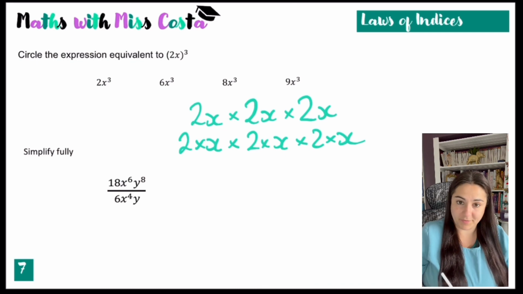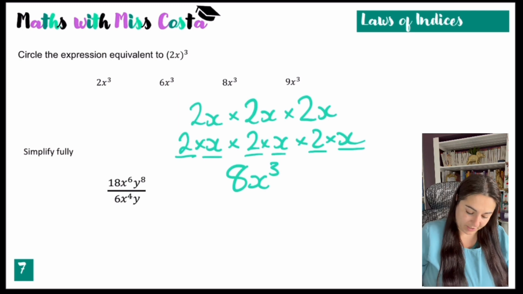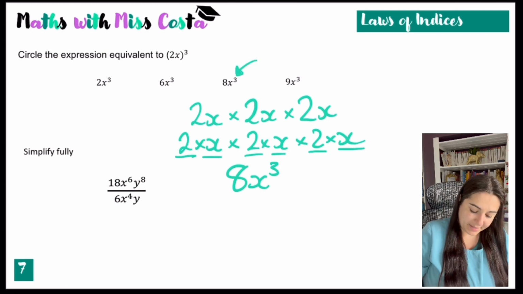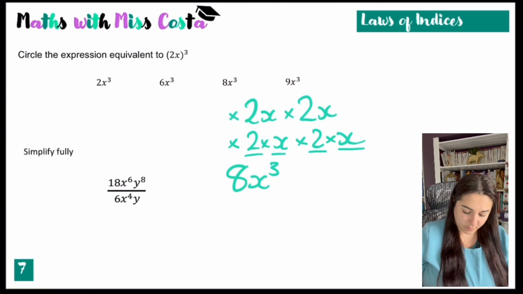So then I can simplify it by multiplying all of the numbers together. So 2 times 2 times 2. 2 times 2 is 4. Times by 2 again gives you 8. And then x times x times x is x multiplied by itself 3 times. And I'd write that as x cubed. The little indice here, that means how many times x or the number has been multiplied by itself. So that's how I'd deal with that question there.